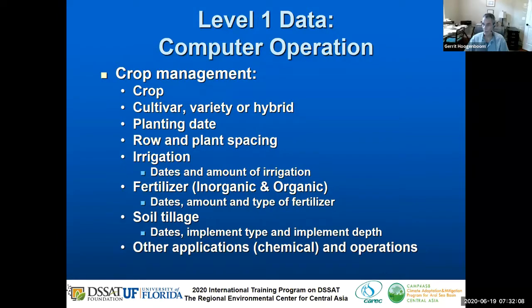And we also have a very simple, but the opportunity to simulate tillage processes with crop management. So in that case, you need to know the dates of the tillage operation, the type of tillage, we refer to this as implement type, and the depth of the implement, so how deep the soil was tilled.